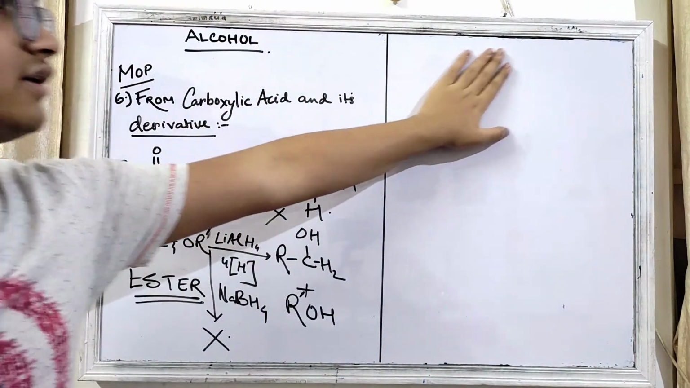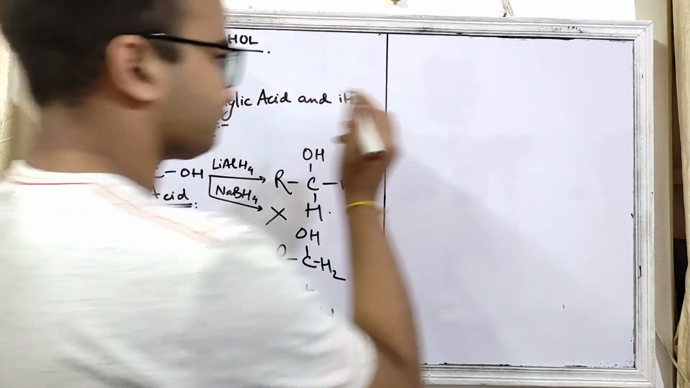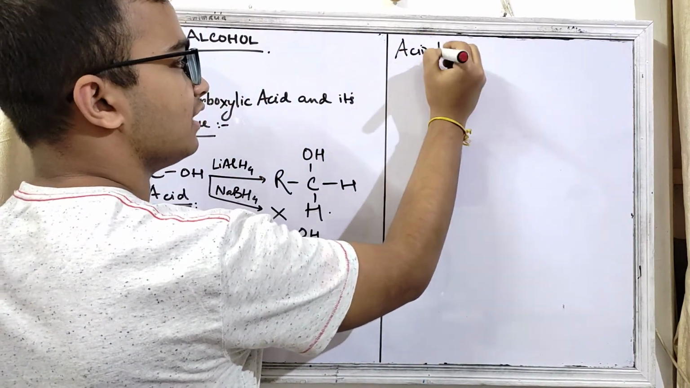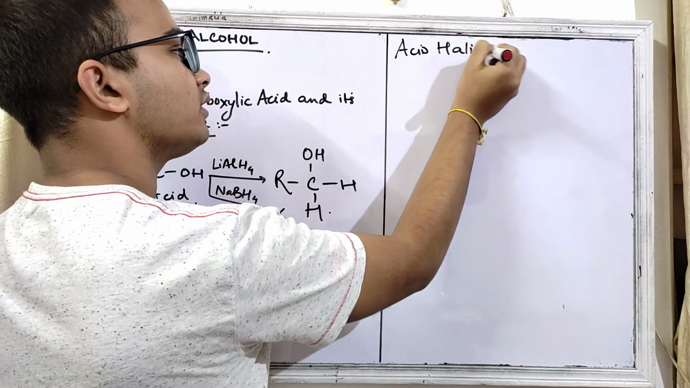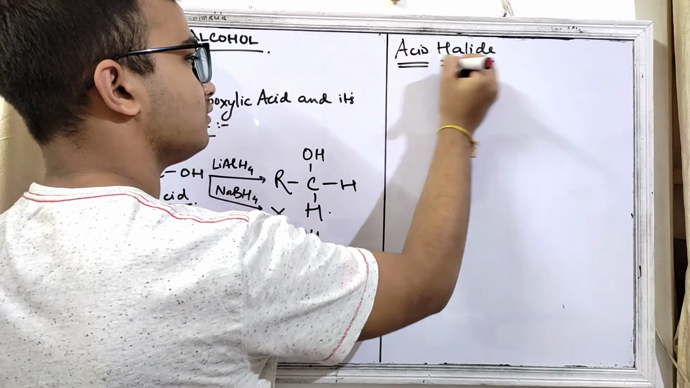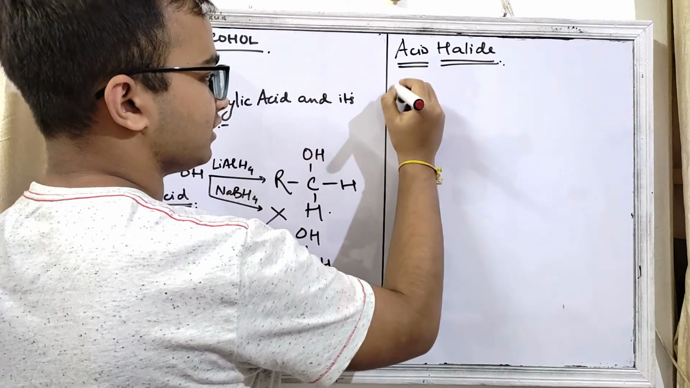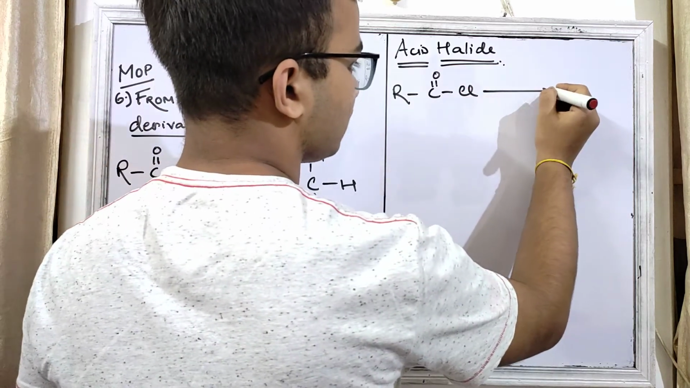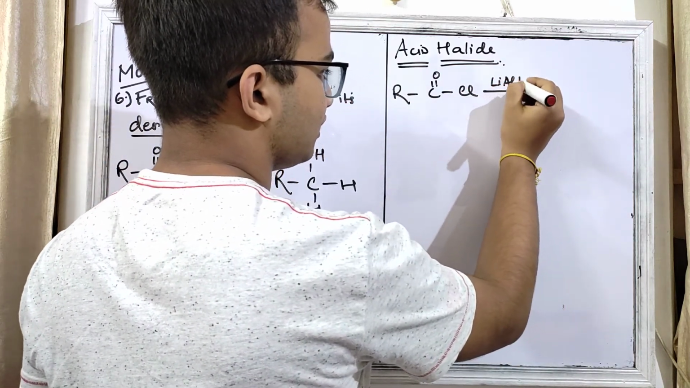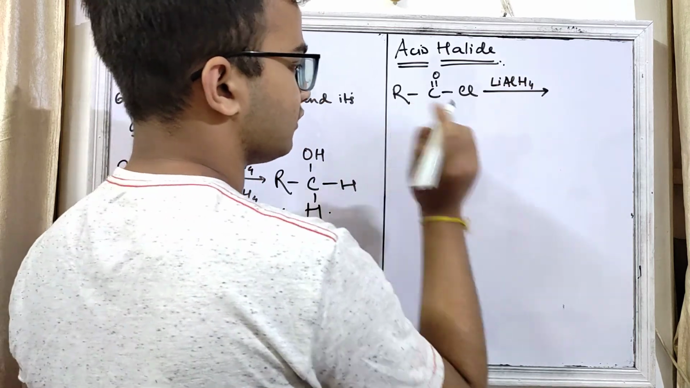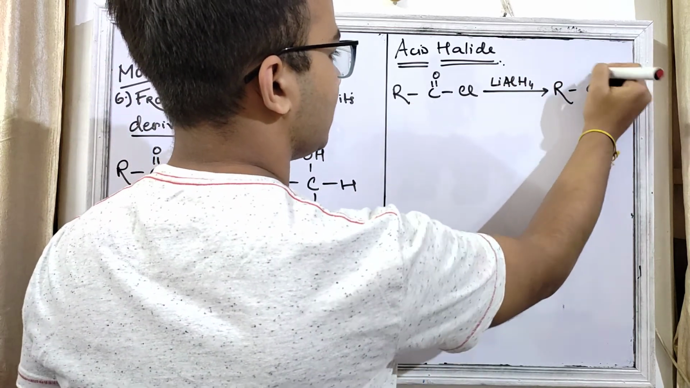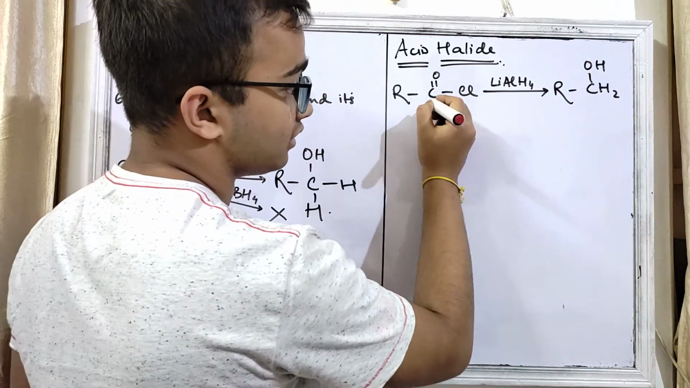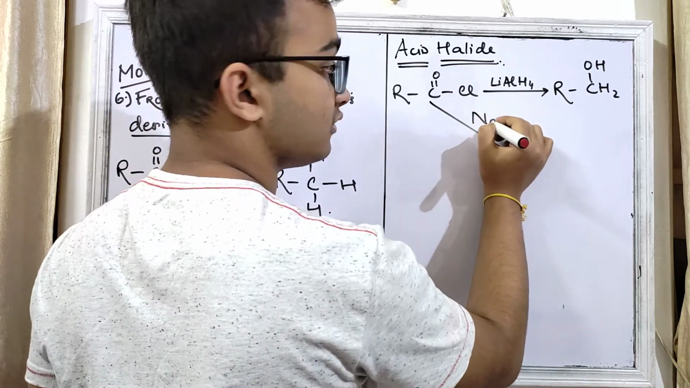So let's write over here, acid halide. Give the heading, this will be acid halide. Okay, let us take chlorine as halide. So it will look like this: R C double bond O single bond Cl. Now for this case, you can take LiAlH4, which is lithium aluminum hydride. So for that case, you will obtain alcohol like this, right? And you can also take NaBH4 for this case only.